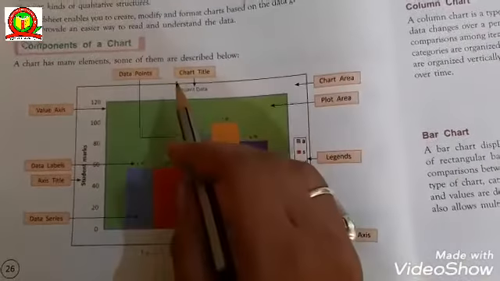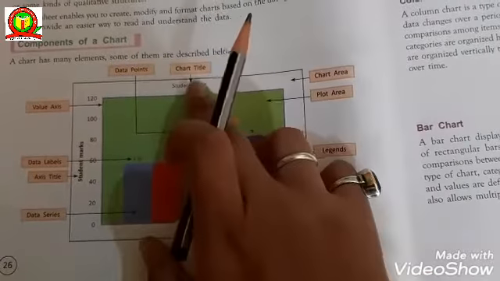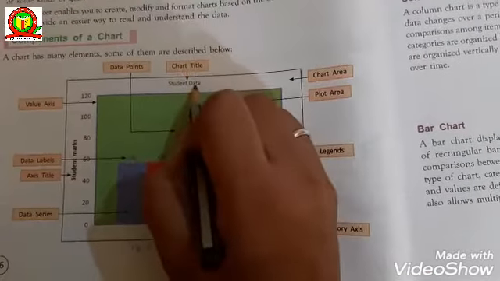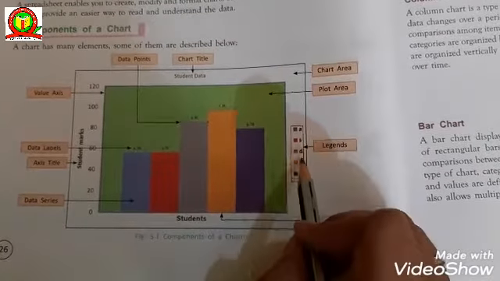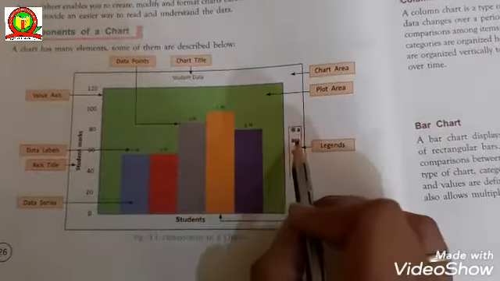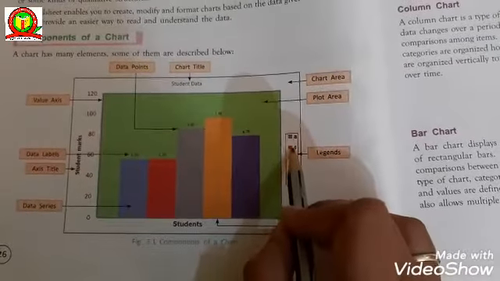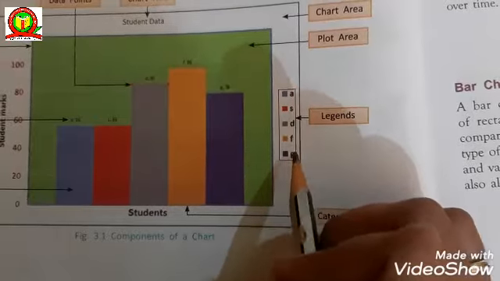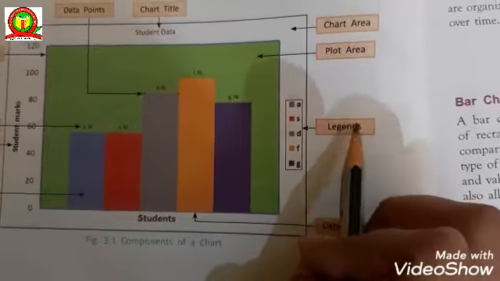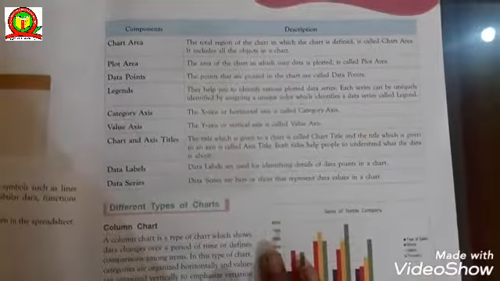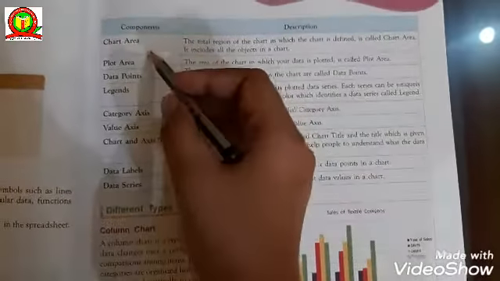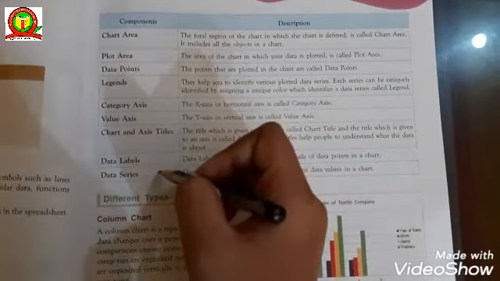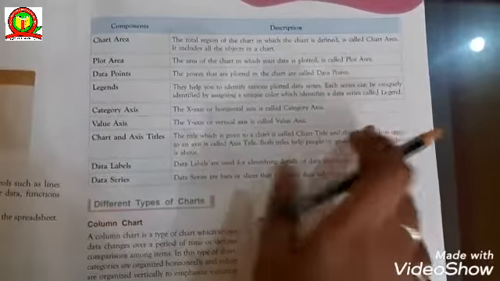Okay. Now this is student data. This chart is of student data. So this student data is the chart title. Okay. So here these colors are drawn and they have been symbolized with A, S, D, F, G. Okay. So these are the legends. Now here all the components of the charts are written and here are the descriptions of them.